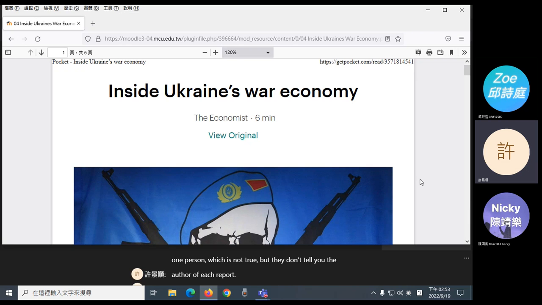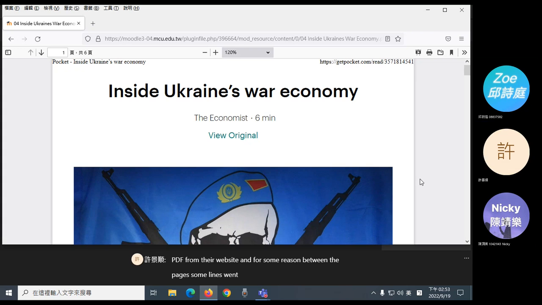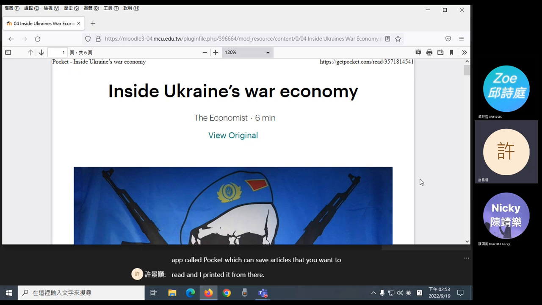This is not what The Economist looks like. I tried to print the PDF from their website, and for some reason, between the pages, some lines went missing. So instead, I saved it to an app called Pocket, which can save articles that you want to read, and I printed it from there. So as you can tell from the title, it's about Ukraine's war economy.